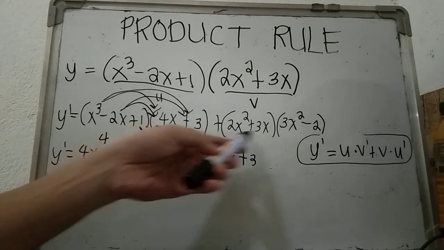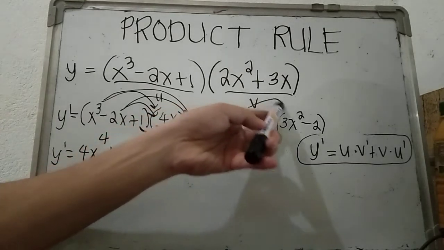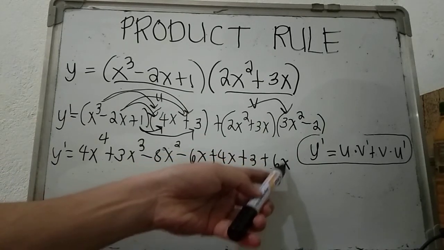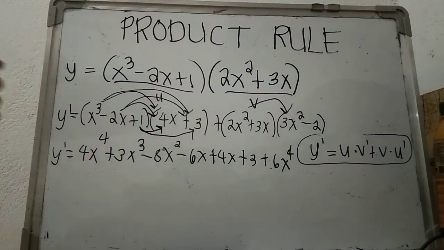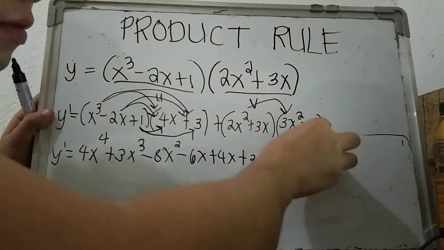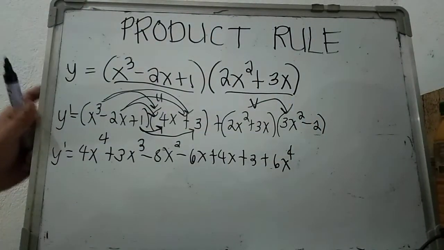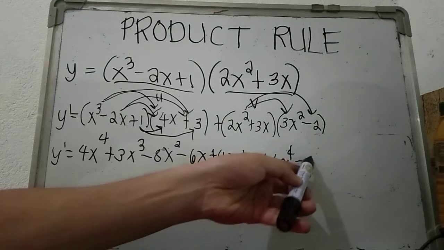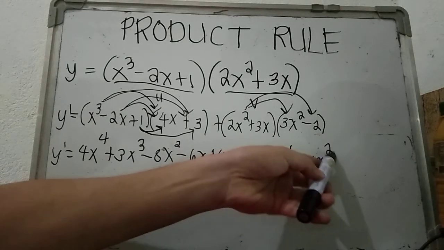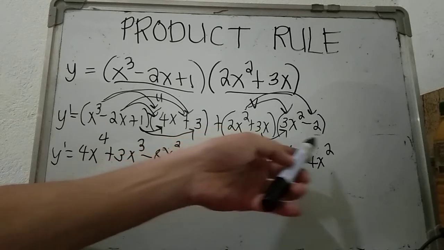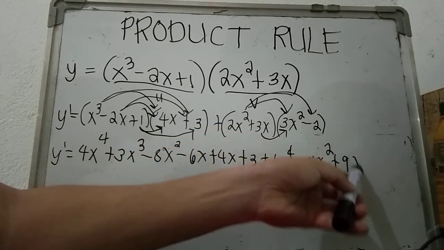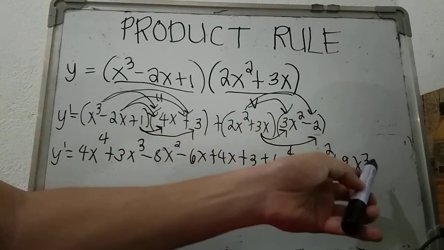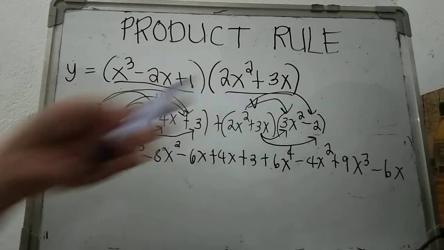Then simplifying the second term, 2x squared times 3x squared will become plus 6x to the 4. And then 2x squared times negative 2 is negative 4x squared. 3x times 3x squared is plus 9x cubed. And then 3x times negative 2 is negative 6x.